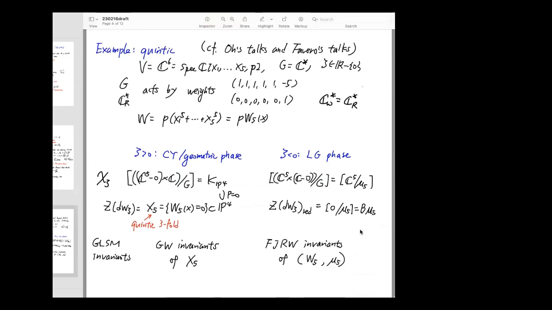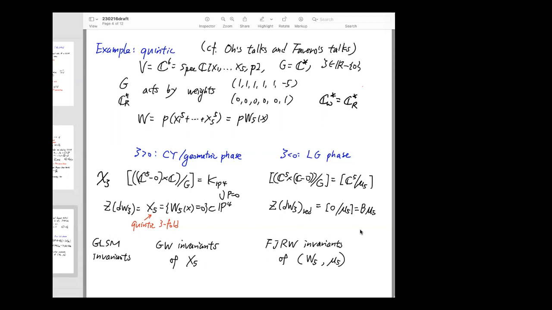In the Calabi-Yau case, the stability condition tells us the x_i cannot be all 0. So the GIT quotient is K_P4, and the critical locus of the superpotential is the quintic threefold in the zero section P4. In this case, the GLSM invariants are Gromov-Witten invariants of the quintic Calabi-Yau threefold.